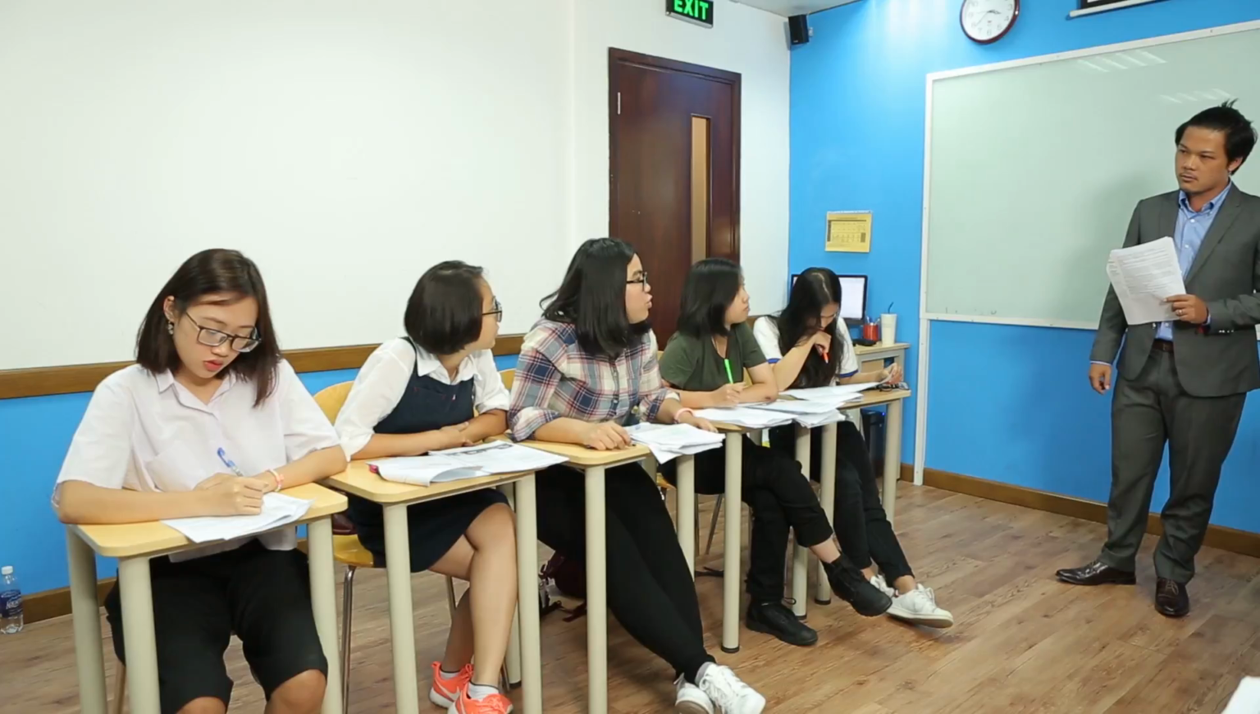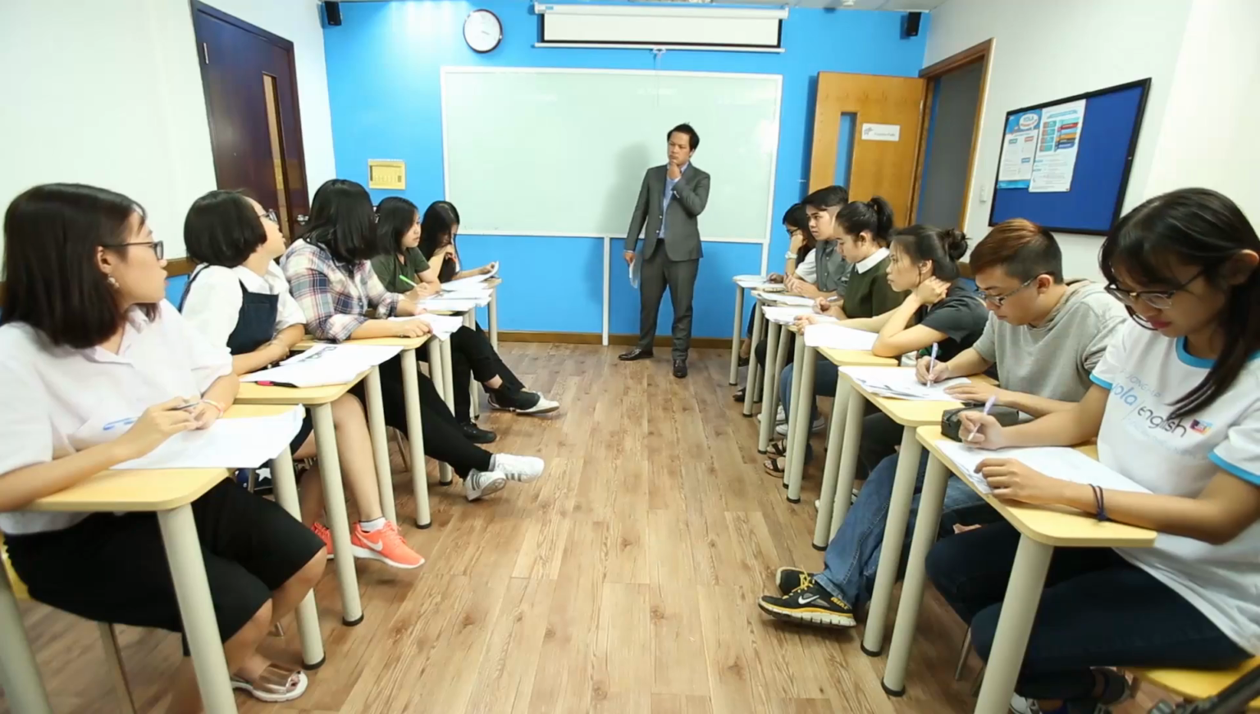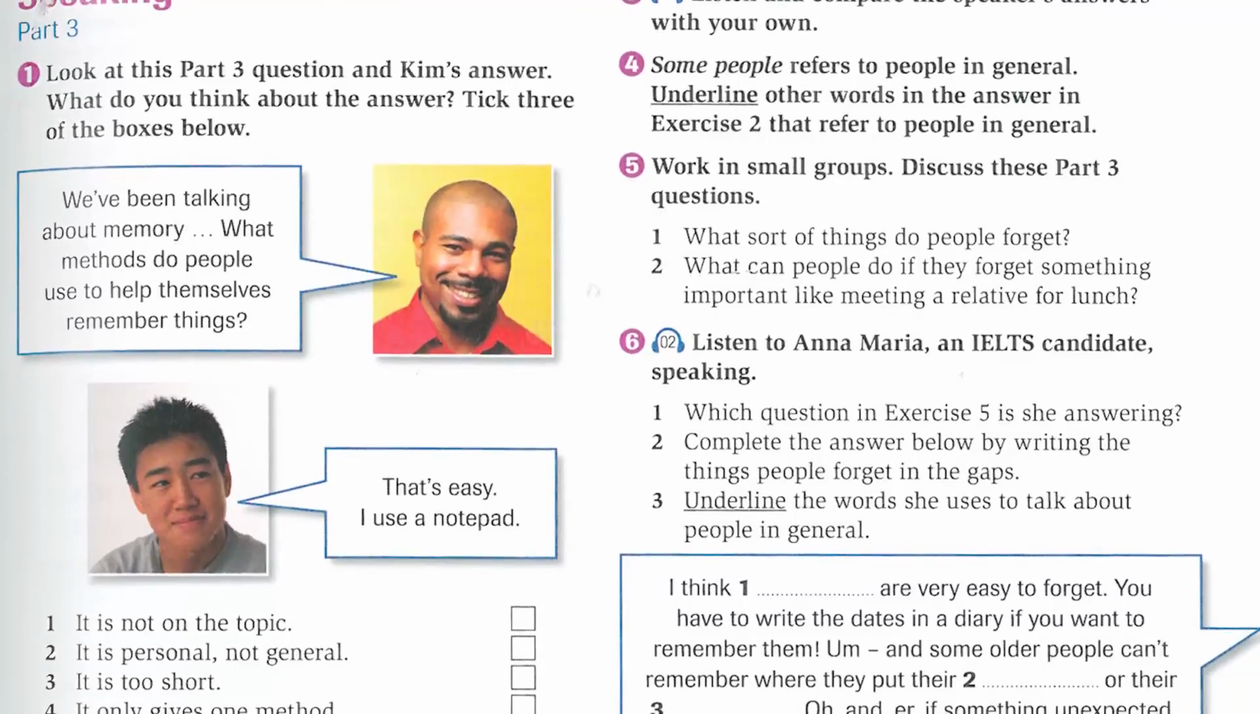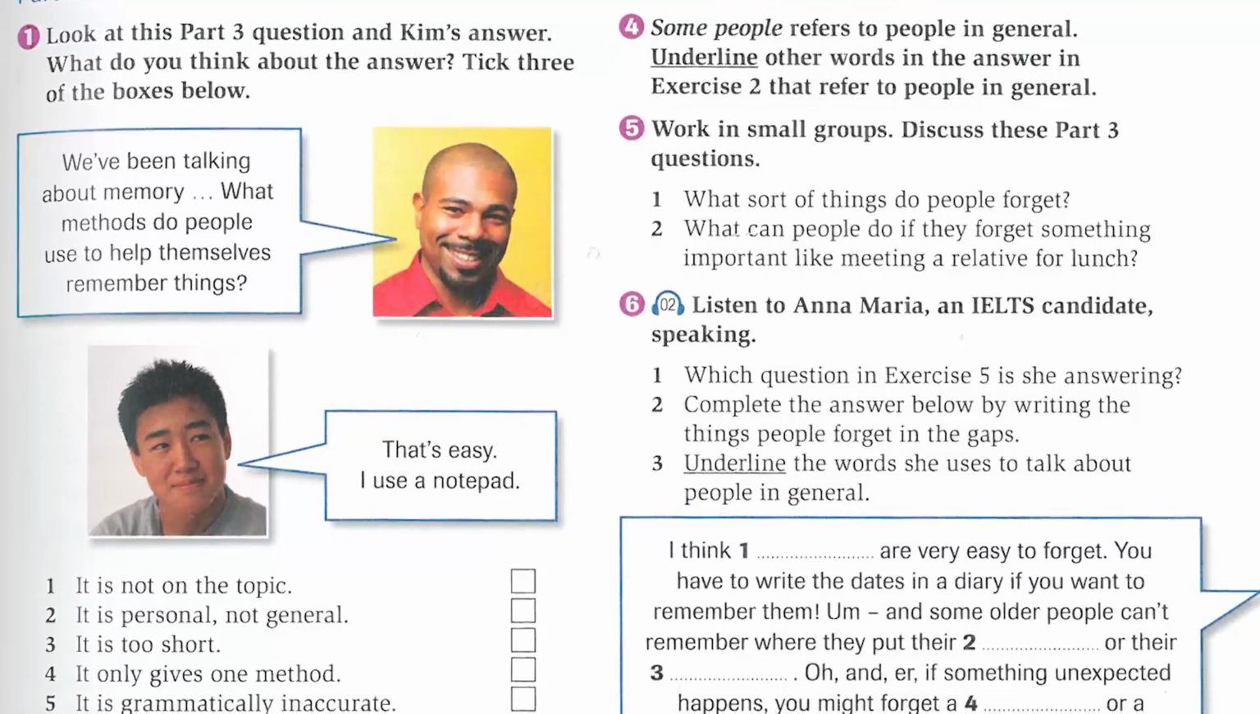It's personal, not general. Personal, not general. Good. What else? It gives only one method. Only one method. And it's too short. Too short. All right. So you guys are doing great. You spot all the wrong things in that answer.